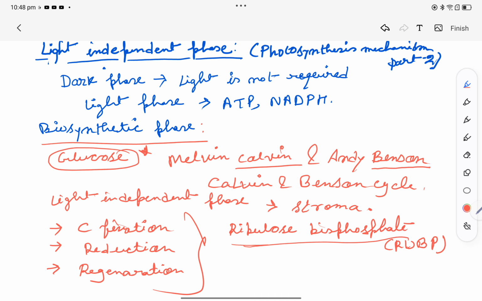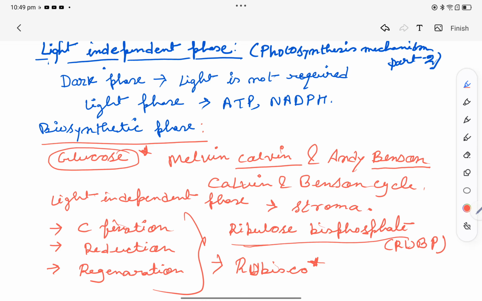For this, we also need a very important enzyme, that is ribulose bisphosphate carboxylase. In short, we are going to call it RuBisCO. This enzyme is very important for plants. RuBisCO can also show oxygenase property. We will remember this because it will help us in our future topics.